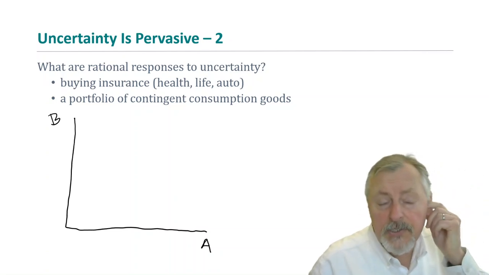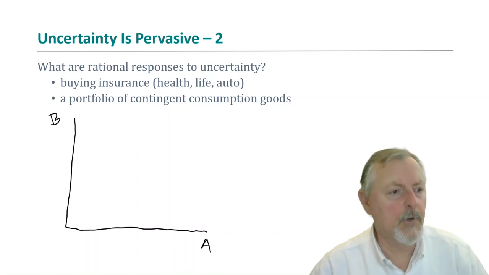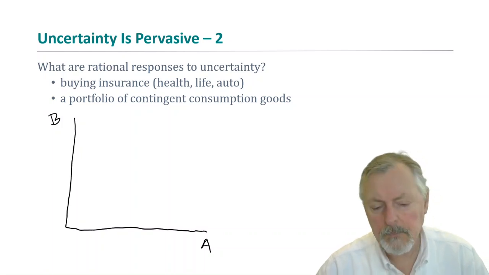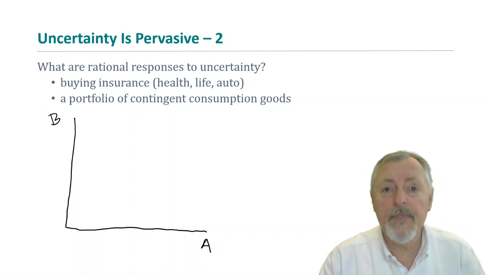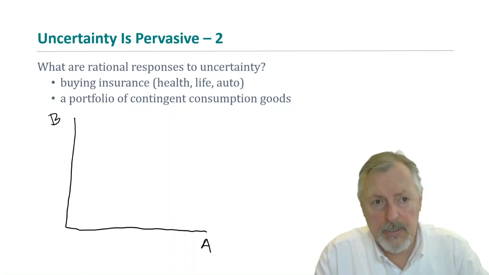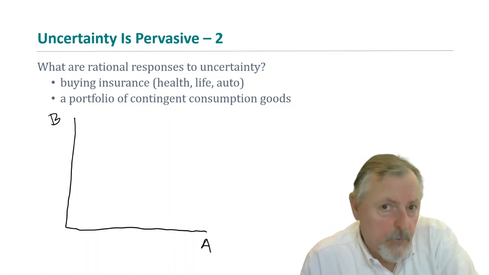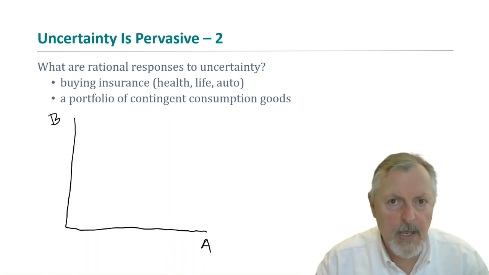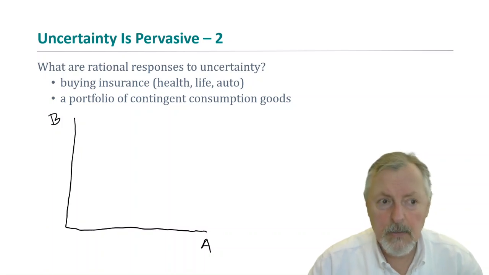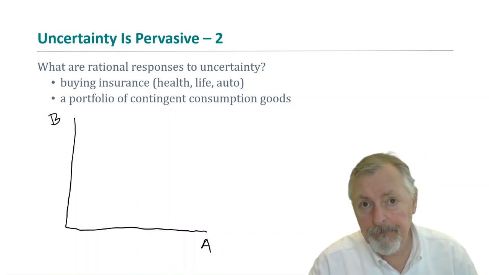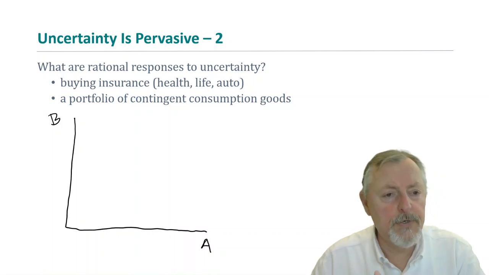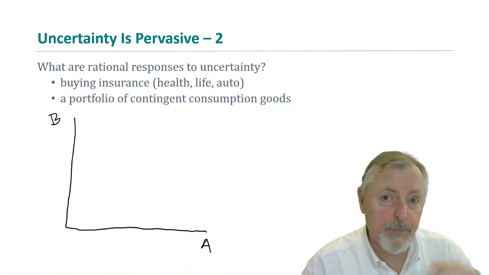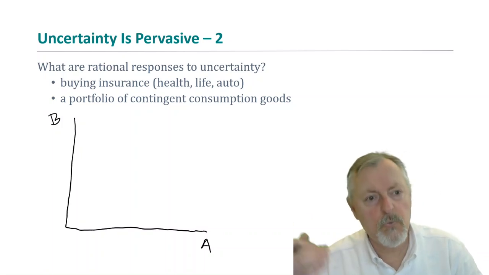On the horizontal axis is the quantity of thing A that the person decides to have. On the vertical axis is the quantity of thing B. Now, to figure out what this person will choose, what combination of A and B, we need to know basically two things. We need to know the rate at which this person can trade off A and B. And we need to know the rate at which this person is willing to trade off A and B. What's possible versus what is preferred.